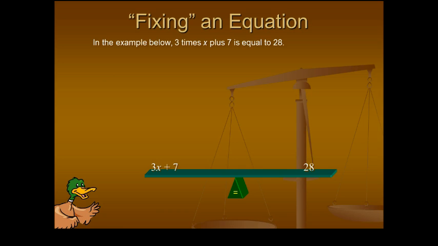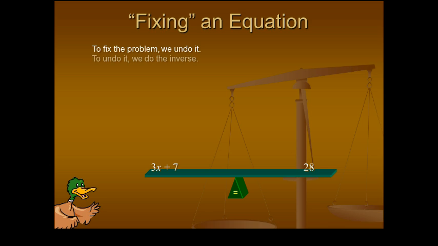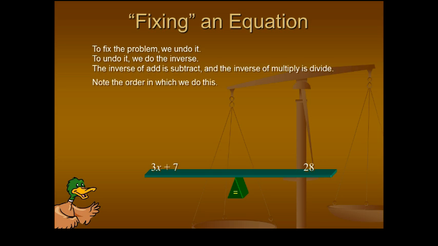In the example below, 3 times x plus 7 is equal to 28. We don't want to know what 3 times x plus 7 is worth, but what x is worth. To fix the problem, we undo it. To undo it, we do the inverse. The inverse of add is subtract, and the inverse of multiply is divide. Note the order in which we do this. First we get the x term by itself, and then we fix the x term.